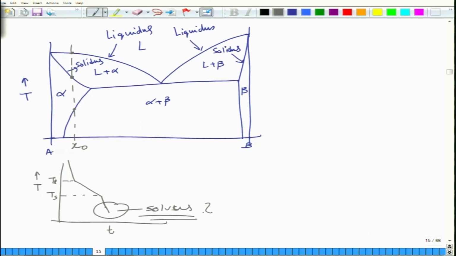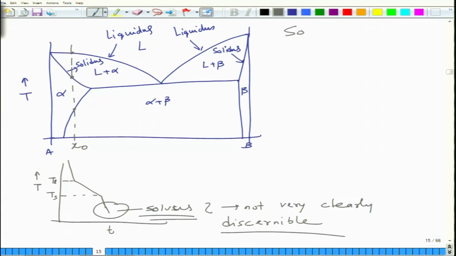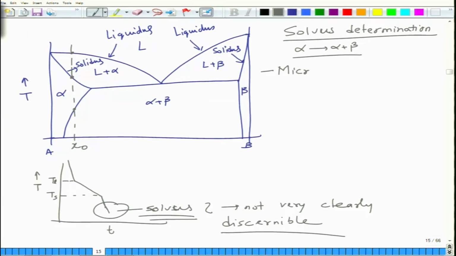The solvus is not very clearly discernible, you cannot distinguish it very easily. So for solvus determination we generally use other techniques. Since you are dealing only with the solid state, you are going from alpha to alpha plus beta, essentially going through a solvus temperature. You need to conduct microscopic examination.